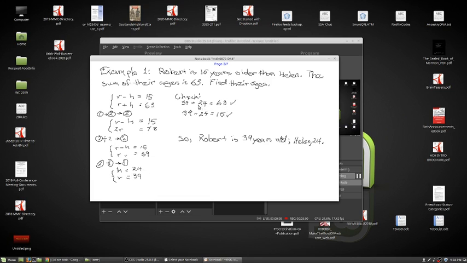So if we go to check that then, the difference in their ages is 15. Well, 39 minus 24 does equal 15. The sum of their ages is 63. 39 plus 24 does equal 63. So that all checks out. So that tells us that Robert is 39 years old and Helen is 24.